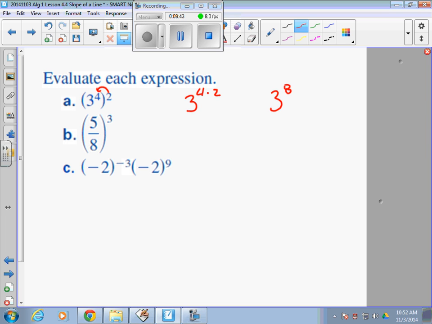On your calculators, there's a nice, neat little button. You could punch in 3, and you can punch in that caret button to the 8th power. You get 729, save you a little time.